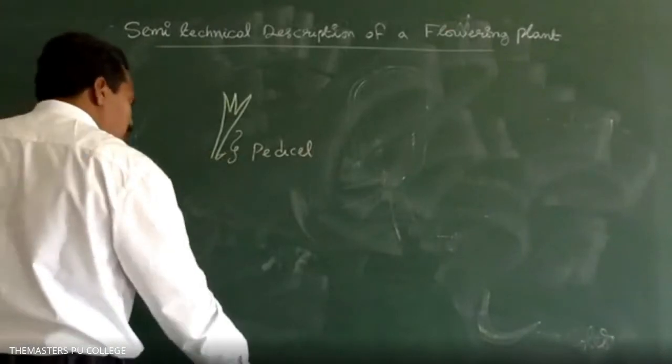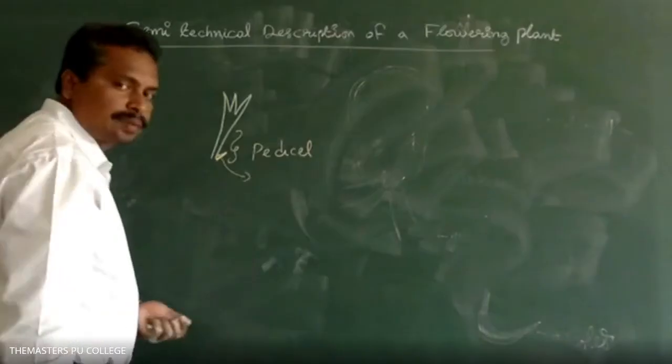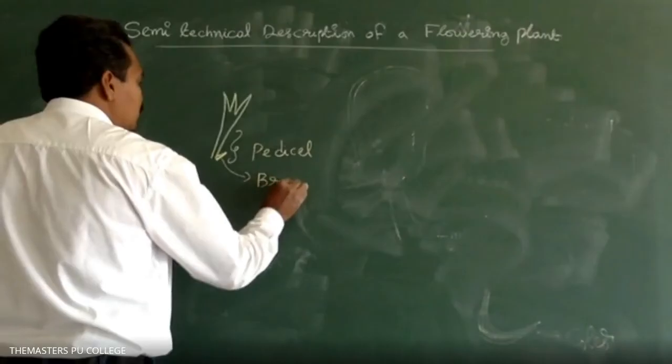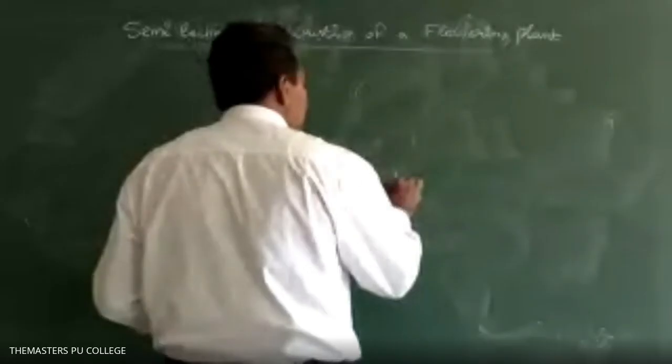The small leaf-like structures present at the base of the pedicel are called bracts. If the bract is present, that flower is called bracteate. If the bract is absent, that flower is called ebracteate.